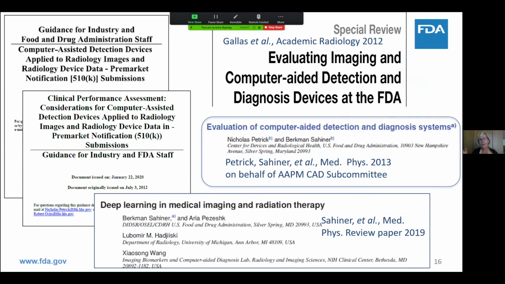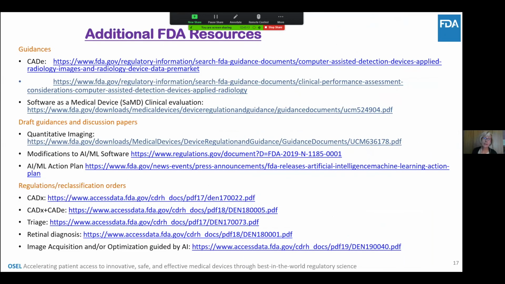We, as I said, both participate in guidance, lead guidance, and are active in publishing. And these are some of the papers that I would point to that give our perspective on the state of the field in medical imaging and radiation therapy. And my slides, I'm not going to go through this, have a lot of additional FDA resources, recent guidance, the AI/ML action plan that we put out earlier this year, and some recent reclassification orders.